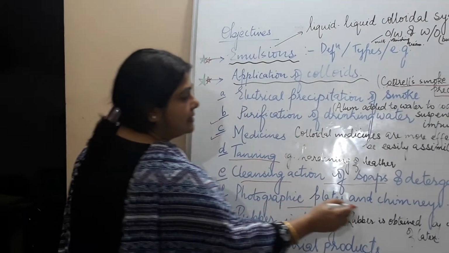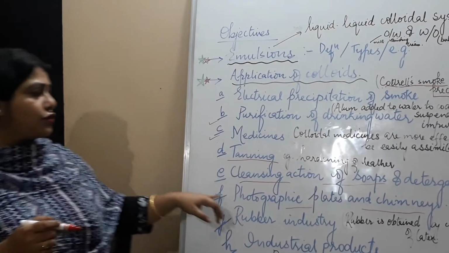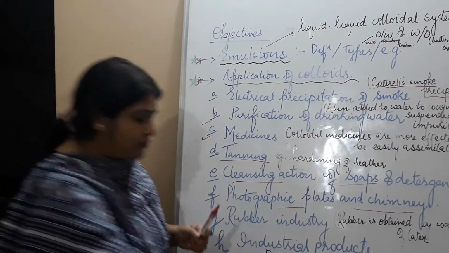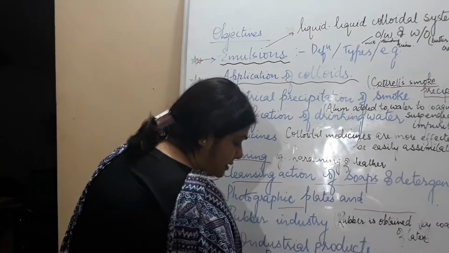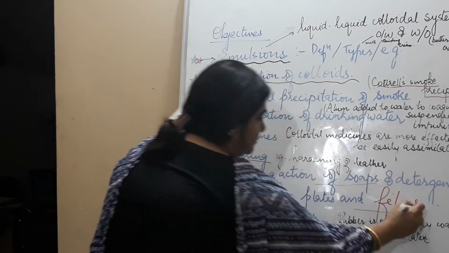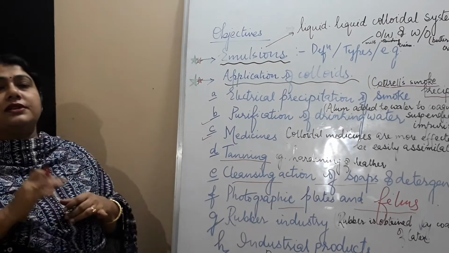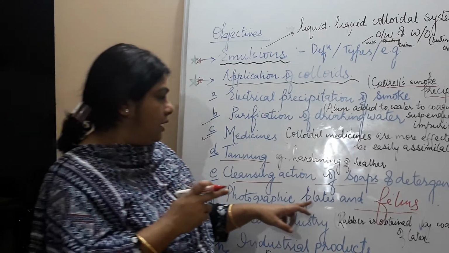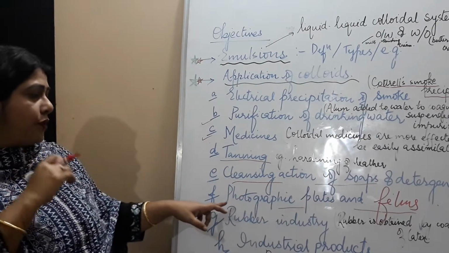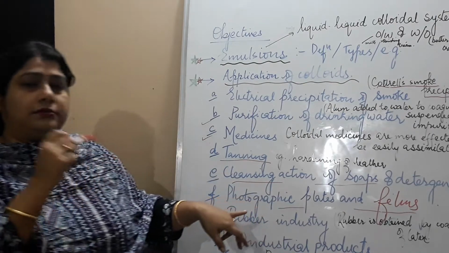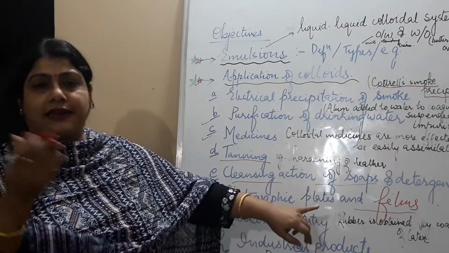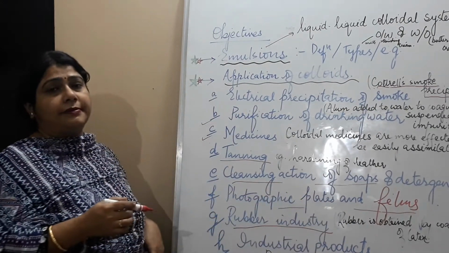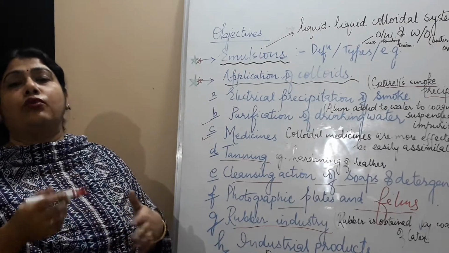The next one is photographic plates and films. What happens here? In photographic plates, we use a colloidal solution of the photosensitive silver bromide, which is applied to form a colloidal layer on the photographic plate, that is a glass plate, or in the case of celluloid films. The next one is the rubber industry. We know that rubber is made from latex, and it is obtained by the coagulation of latex.